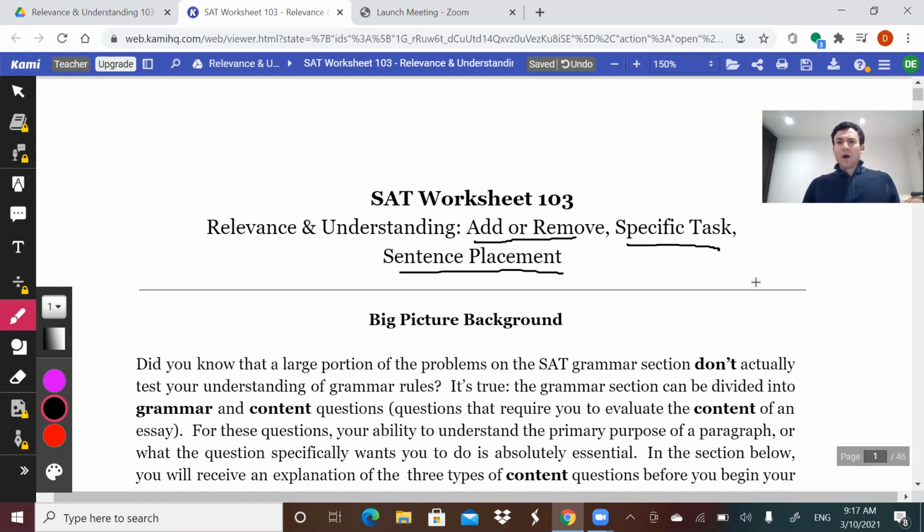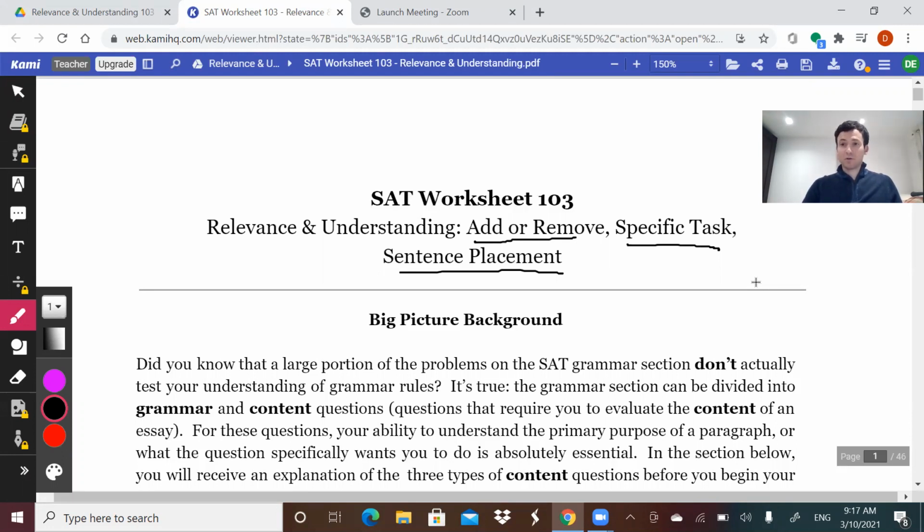So if you've gone through worksheets 101 and 102, you've gotten a feel for a lot of the nuts and bolts grammar rules that you're going to need to know. That said, worksheets 103 and 105 take you through a large portion of the grammar or writing section, Section 1 of the ACT, Section 2 of the SAT, teaching you the questions that go beyond the grammar.